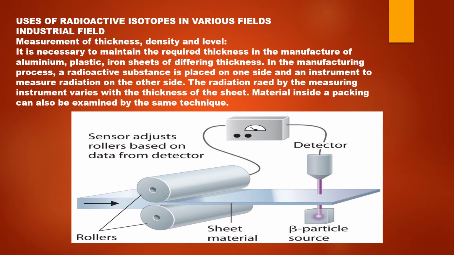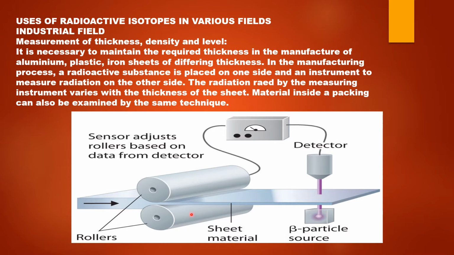Measurement of thickness, density and level. Radiations are used in industries to monitor the thickness of the metals, plastic, etc. In this process, a radioactive substance is placed on one side and an instrument to measure the radiation is on the opposite side. This instrument makes use of beta particles.